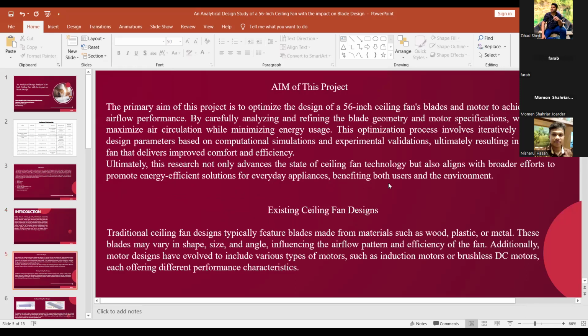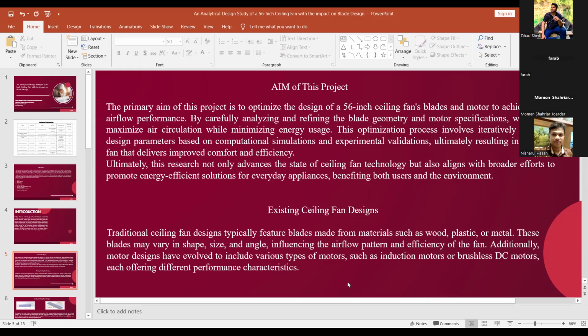The primary aim of our project is the blade and motor design to achieve better airflow performance by carefully analyzing and refining the blade geometry and motor specification. We seek to maximize air circulation while minimizing energy usage. The optimization process involves iteratively adjusting design parameters based on computational simulations. Ultimately, our research not only advances the state of ceiling fan technology but also aligns with broader efforts to promote energy efficient solutions for everyday appliances.